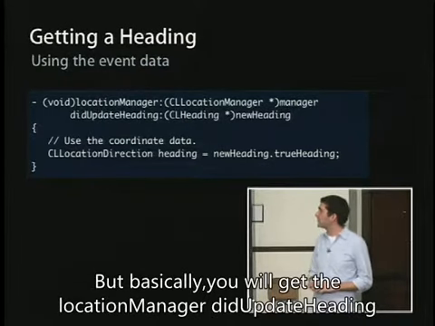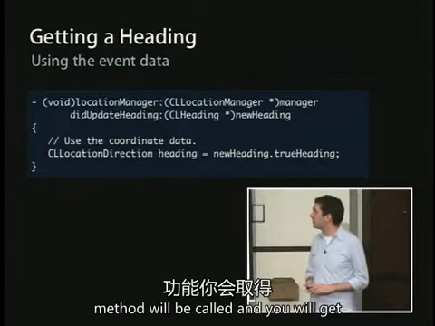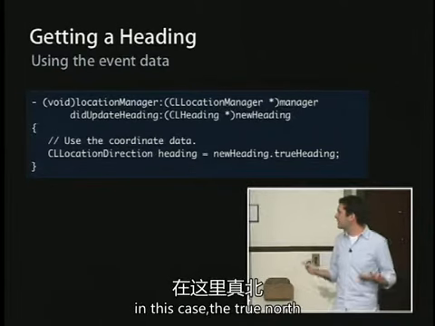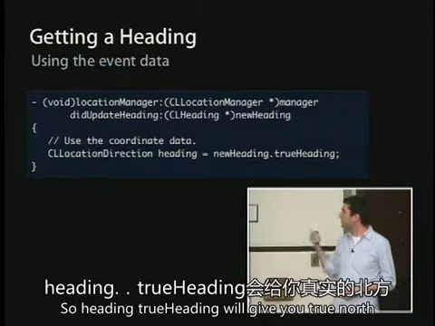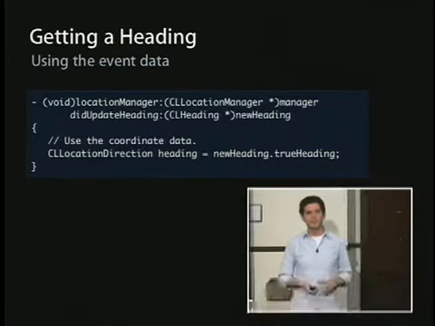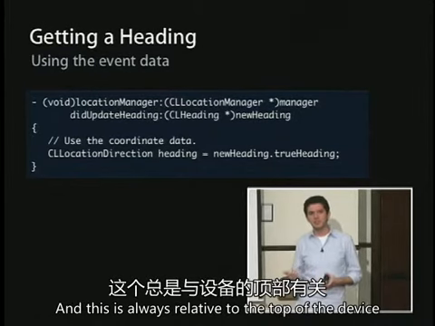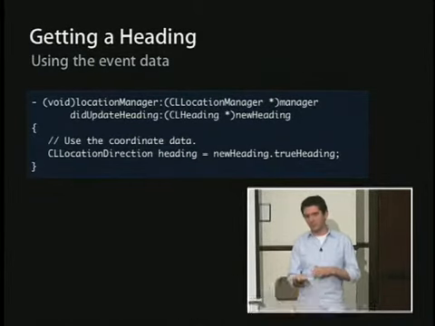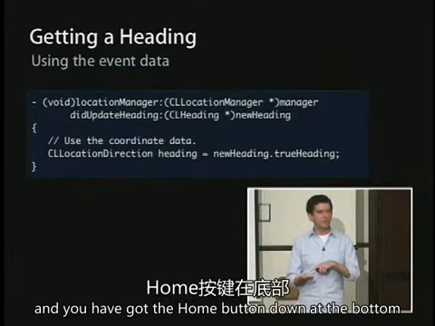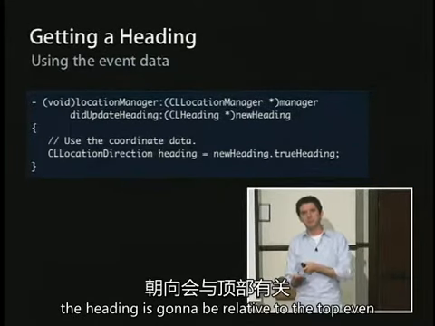But basically, the location manager didUpdateHeading method will be called, and you'll get, in this case, the true north. So heading.trueHeading will give you true north. And this is always relative to the top of the device. So if you're holding your device flat on your table and you've got the home button down at the bottom, the heading is going to be relative to the top.